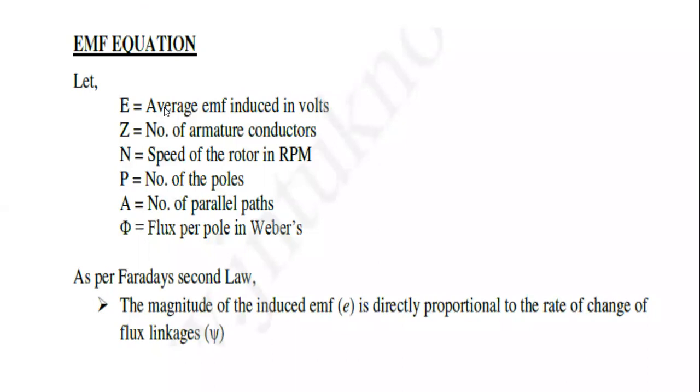First, the EMF equation. Let E be the average induced EMF in volts, Z the number of armature conductors, N the speed of the rotor, P the number of poles, A the number of parallel paths, and phi the flux. These are the various notations that will be used in the EMF equation of a DC generator.